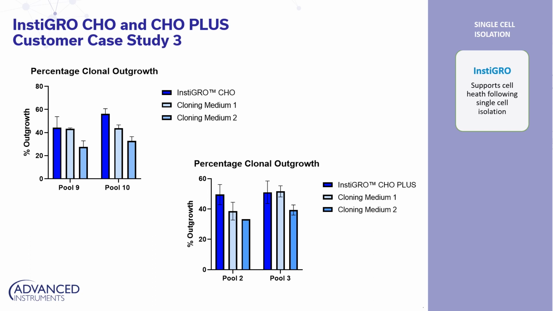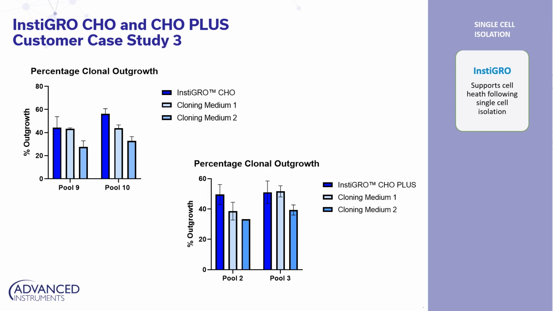This customer therefore approached us early last year and asked whether they could evaluate the performance with a few of their pools. 4 different pools were assessed, 2 with Instagrow CHO and the other 2 with Instagrow CHO Plus. In both cases, Cloning Medium 1, which was Instagrow's commercially available competitor, and Cloning Medium 2 were run alongside. As you can see, in 3 out of the 4 cases, Instagrow CHO or Instagrow CHO Plus outperformed the Cloning Medium 1.